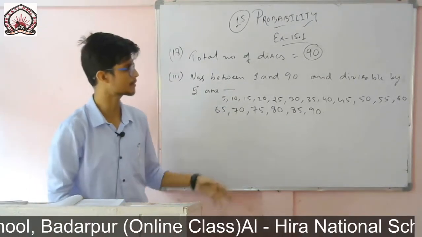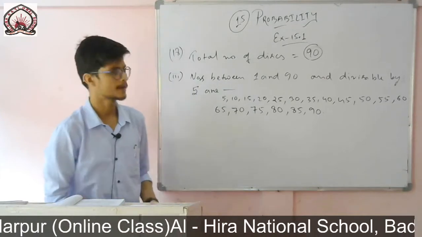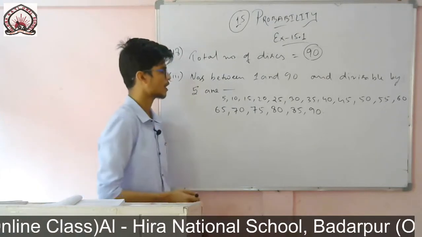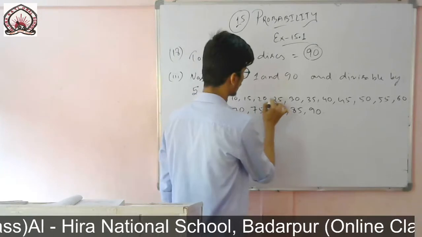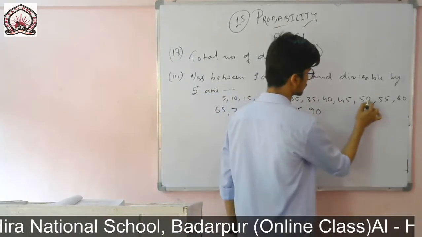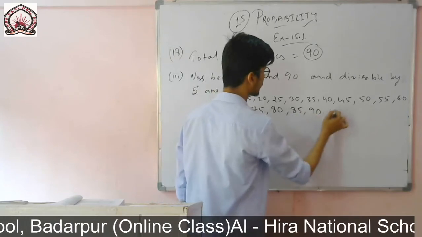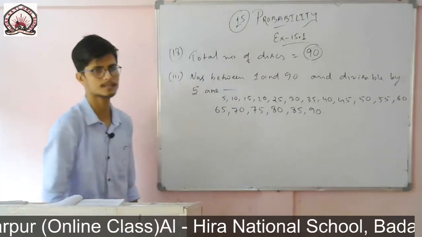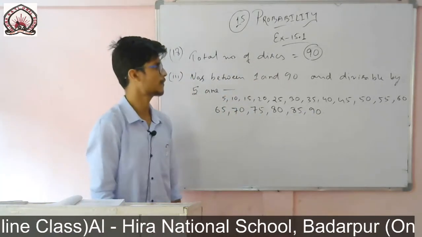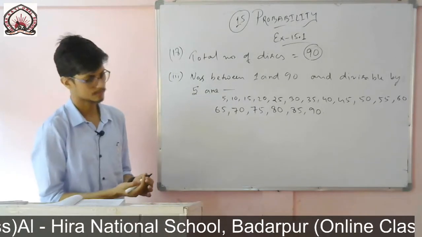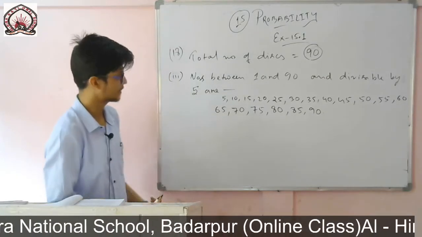So these are the numbers which are divisible by 5. So I'll count how many numbers are there. 1, 2, 3, 4, 5, 6, 7, 8, 9, 10, 11, 12, 13, 14, 15, 16, 17, 18. So 18 numbers are there which are divisible by 5. So our total favorable outcome will be 18.